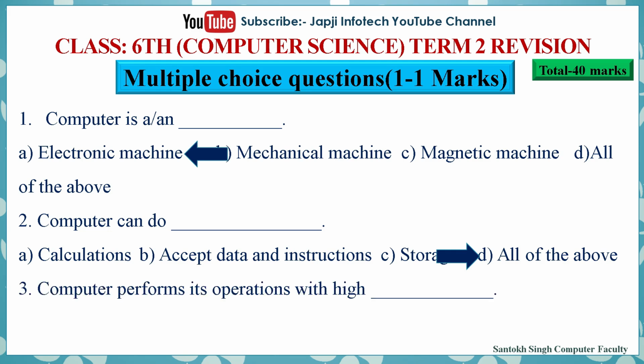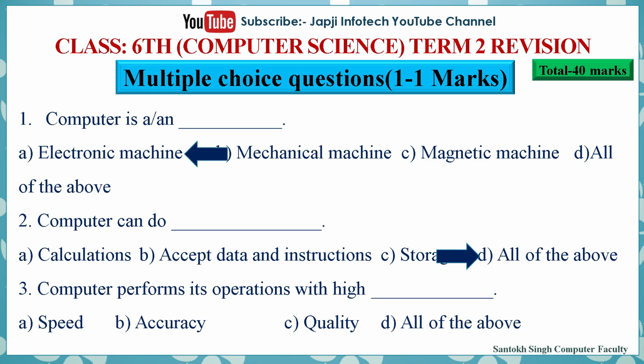And third question is: computer performs its operation with high dash, and the options are speed, accuracy, quality, and the last one is all of the above. And the right answer is: computer performs its operation with high speed, accuracy and quality, all of the above.